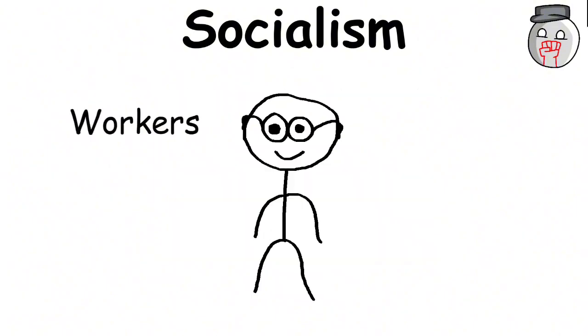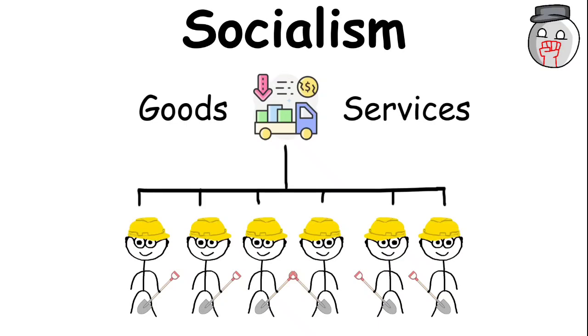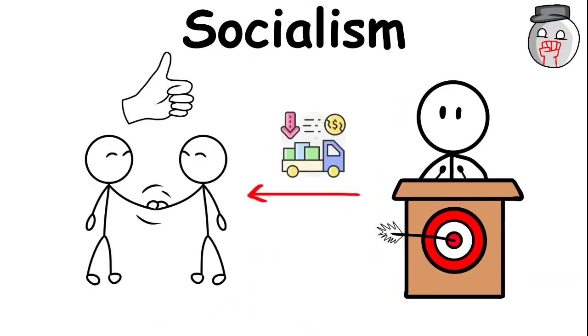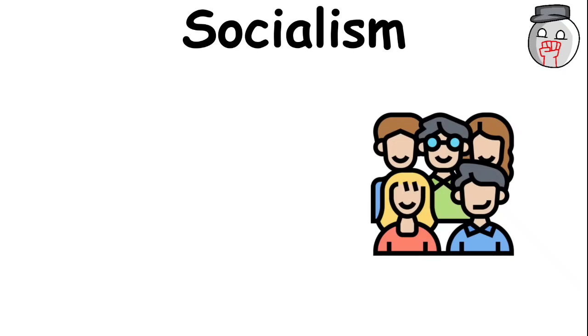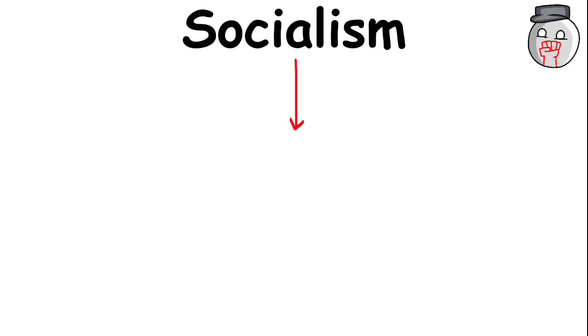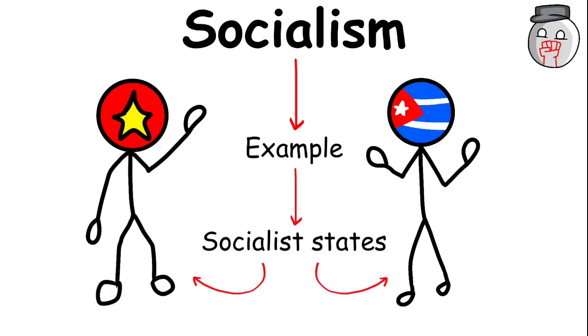Socialism. Socialism is a form of government wherein the workers or laborers are allowed to own property, but the distribution of goods and services is controlled by a central government. The government's goal is to distribute all of the goods and services equally to ensure everyone in the country has the same opportunities as everyone else. Some of the more common examples of socialist states are the People's Republic of China and the Republic of Cuba.